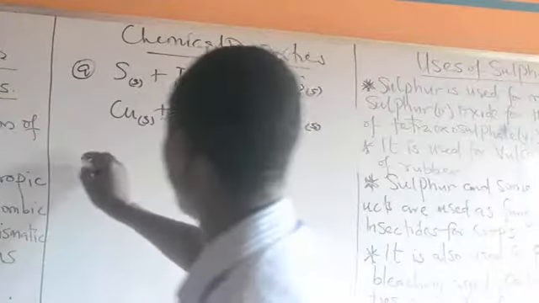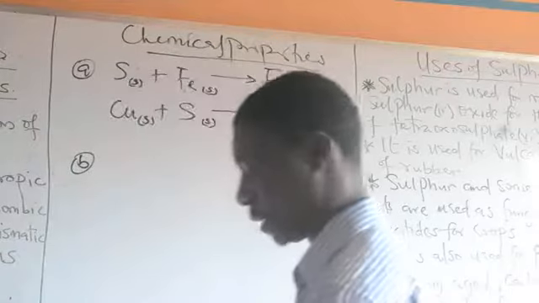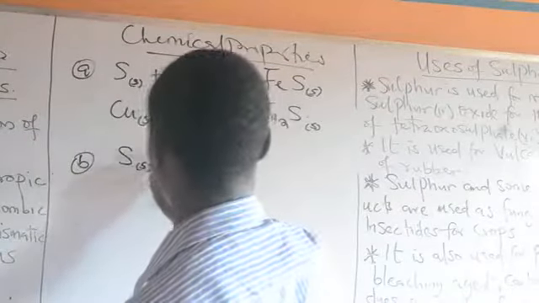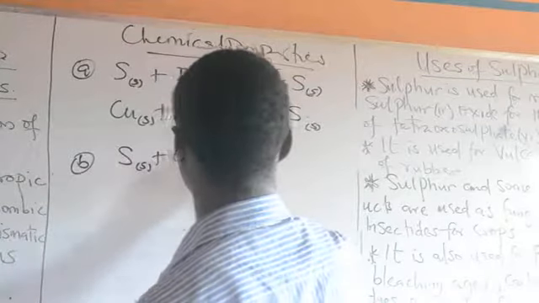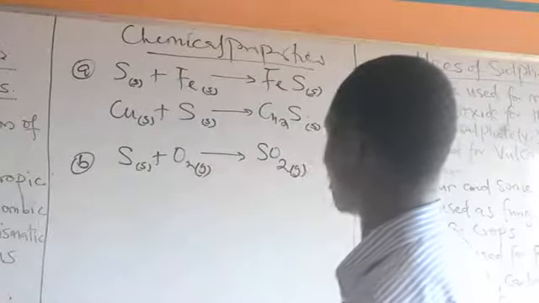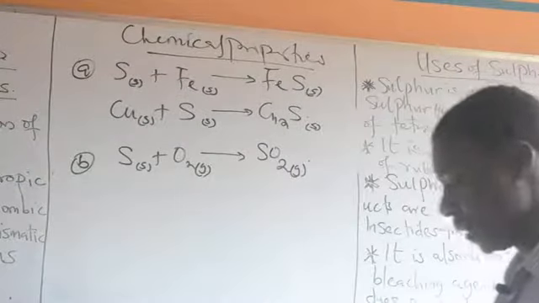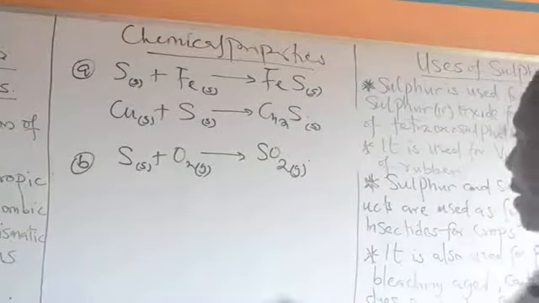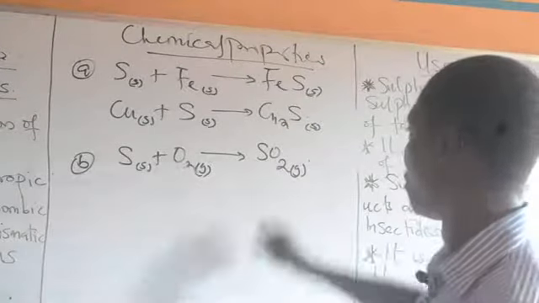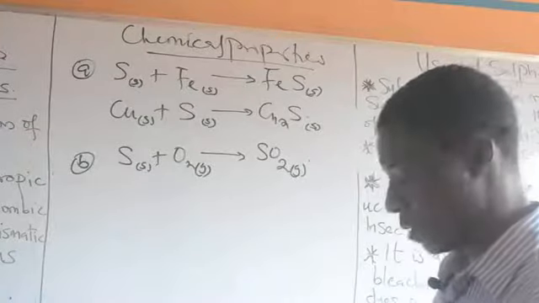Let's check that again. B, the reaction with non-metals. Let's take for example oxygen, sulfur in solid state reacting with oxygen, gaseous state. At the end of the day, it forms sulfur 4 oxide. It's a gas. You can see that sulfur, reacting with oxygen, forms sulfur 4 oxide.